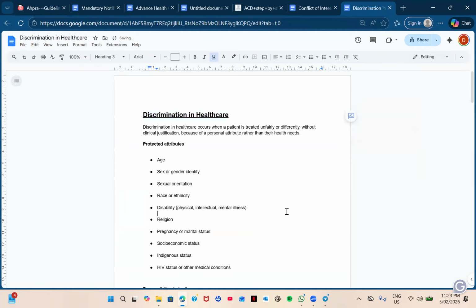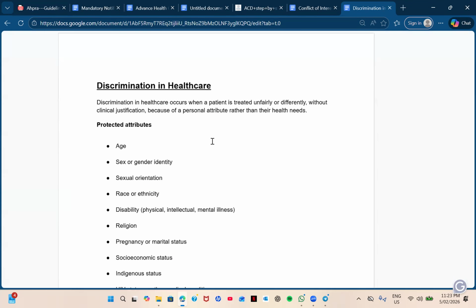Okay, so discrimination in healthcare. Discrimination occurs when a patient is treated unfairly or differently without clinical justification because of a personal attribute rather than their health needs, right? It's basically unfair treatment based on race, language, gender. We can give an example like a racist doctor. Yeah, this is discrimination, right?